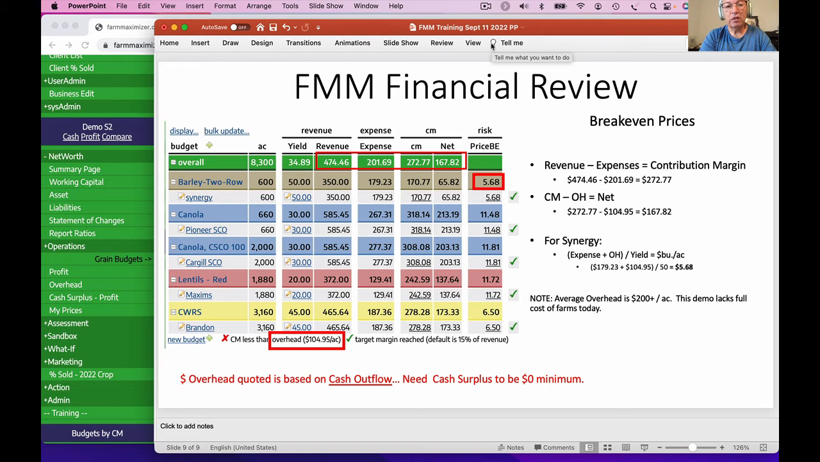So when I talk about a break-even price, I'm not talking about for this farm to have a profit of zero. I'm talking about having a cash surplus that is at the worst zero, because we do need to have the farm being able to pay all of its bills. So on the grain budgets page, when we talk about break-even prices, the overhead I am showing is based on cash outflow, not expenses that determine profitability.